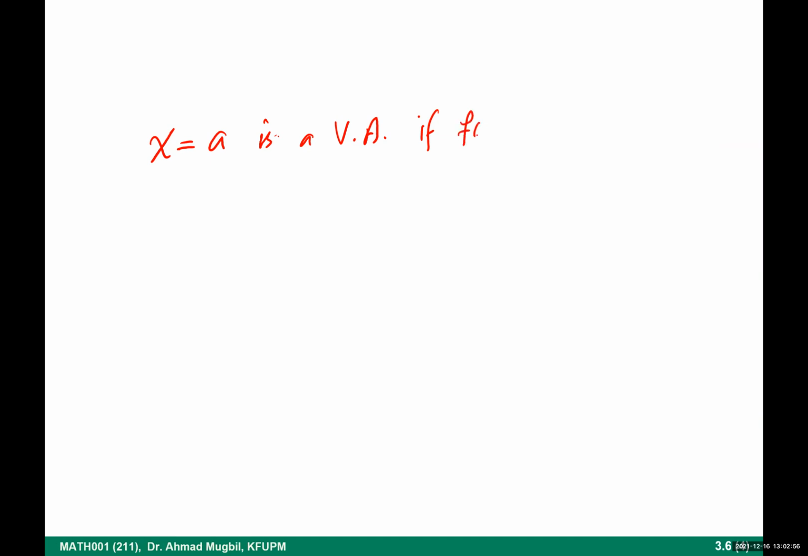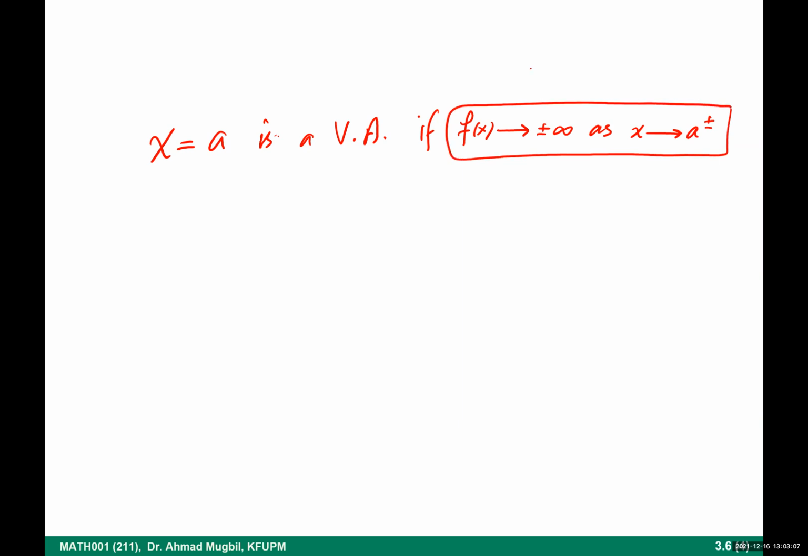So the answer for this question: x equals A is a vertical asymptote if f of x, the y, approaches positive or negative infinity as x approaches A from the left or from the right. You will study this in Math 101 as this: the limit of the function when x goes to A from the right or from the left equals positive or negative infinity. This is the meaning that you have a vertical asymptote in this case.